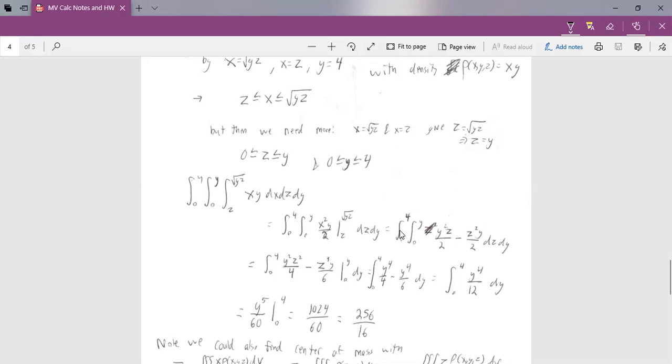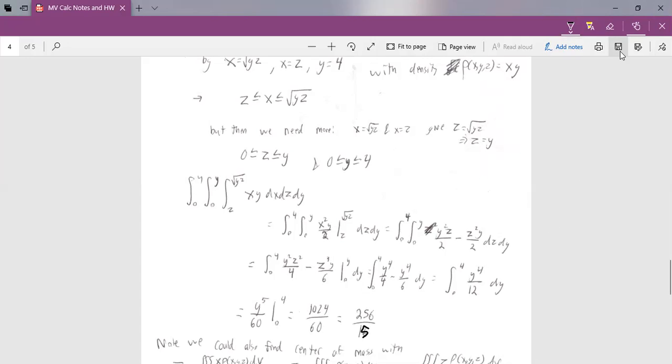And so now we integrate, 0 to 4, 0 to y of that, dz dy. We integrate with respect to z, get y squared z squared over 4 minus z cubed y over 6, evaluated from 0 to y, which gives us the integral from 0 to 4 of y to the 4th over 4 minus y to the 4th over 6 dy, which is the same as y to the 4th over 12. We integrate that, get y to the 5th over 60, evaluated from 0 to 4, which gives us 256 over 16, or over 15. 256 over 16 is just 16. Sorry, too busy paying attention to that. So yeah, 256 over 15.